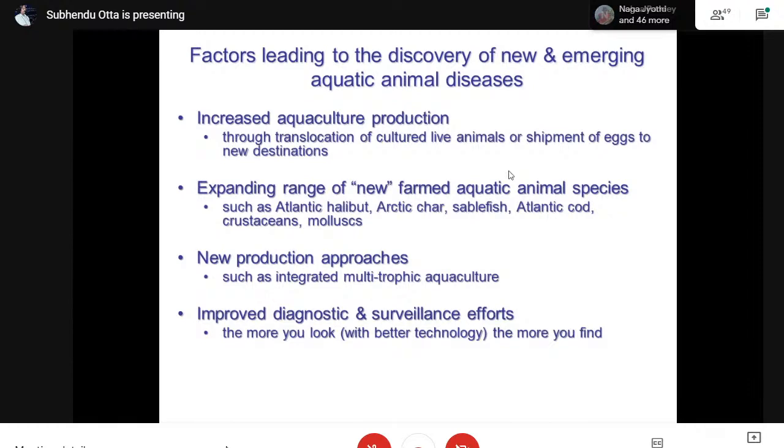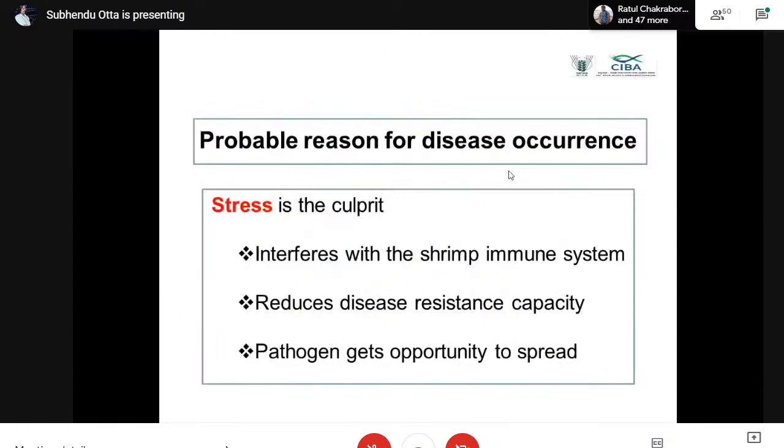And the last thing is, day by day, new things are coming. So we are improving our diagnostic procedures to make them more sensitive and more specific. And also we are regularly doing monitoring or surveillance. The meaning is that the more you look, the more you find, because you are putting more effort into surveillance and improving diagnostic methods. So maybe for that reason we are finding new pathogens, which we were not used to finding earlier.